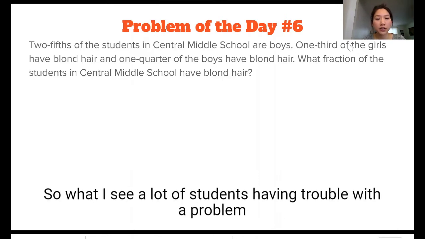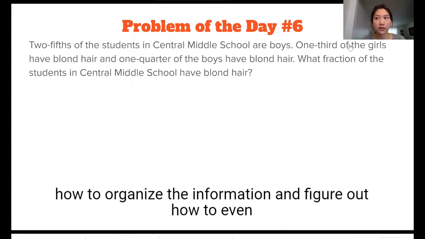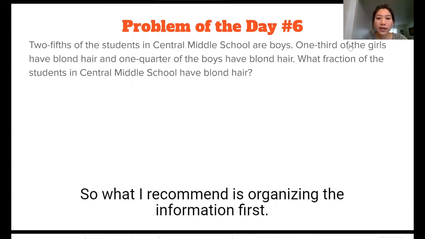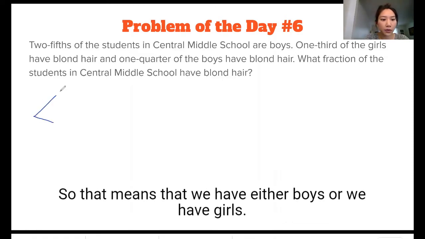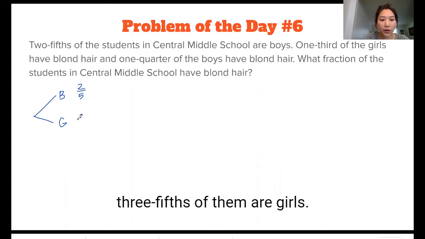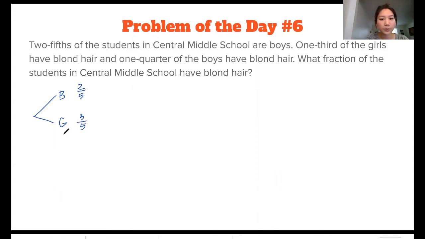What I see a lot of students having trouble with in a problem like this is not understanding where to start, not understanding how to organize the information and figure out how to go about solving this type of problem. So what I recommend is organizing the information first, right? The first thing they tell us is that 2/5 of the students are boys. So that means that we have either boys or girls. If 2/5 of them are boys, that means that 3/5 of them are girls. We're going to assume that there's nothing other than boys or girls.